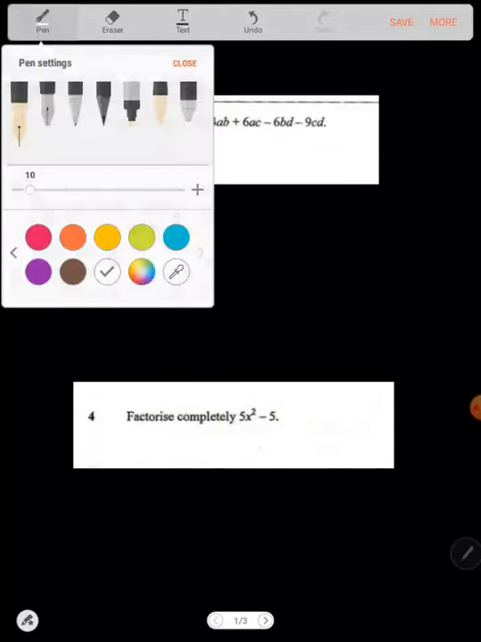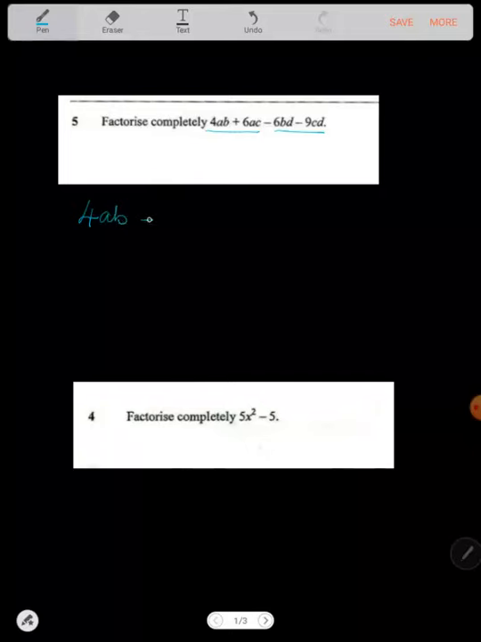Let's begin. Factorize completely. Whenever you're factorizing this type of question, you first have to group what they have in common. For example, these two and these two can be grouped. They have something in common. So if I have 4ab plus 6ac minus 6bd minus 9cd, here they have something in common.